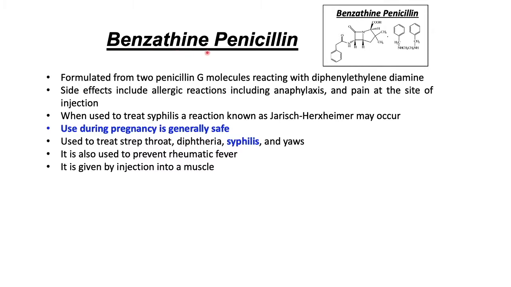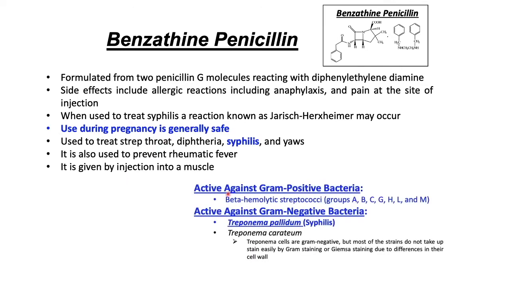Benzathine penicillin has a specific structure shown here. When used to treat syphilis, a reaction known as Jarisch-Herxheimer may occur. Its use during pregnancy is generally safe. It's given by injection, active against gram-positive bacteria, as well as gram-negative bacteria, specifically in the treatment of syphilis, which is caused by Treponema pallidum.